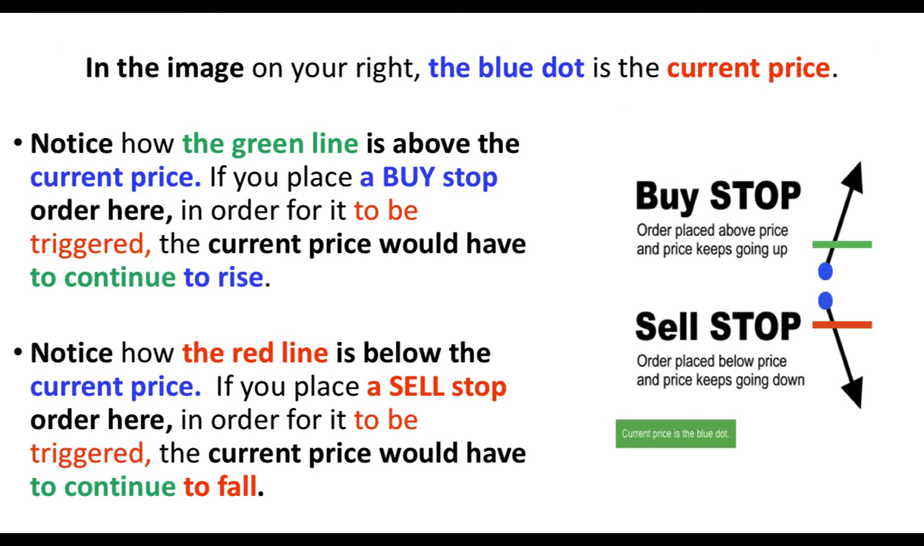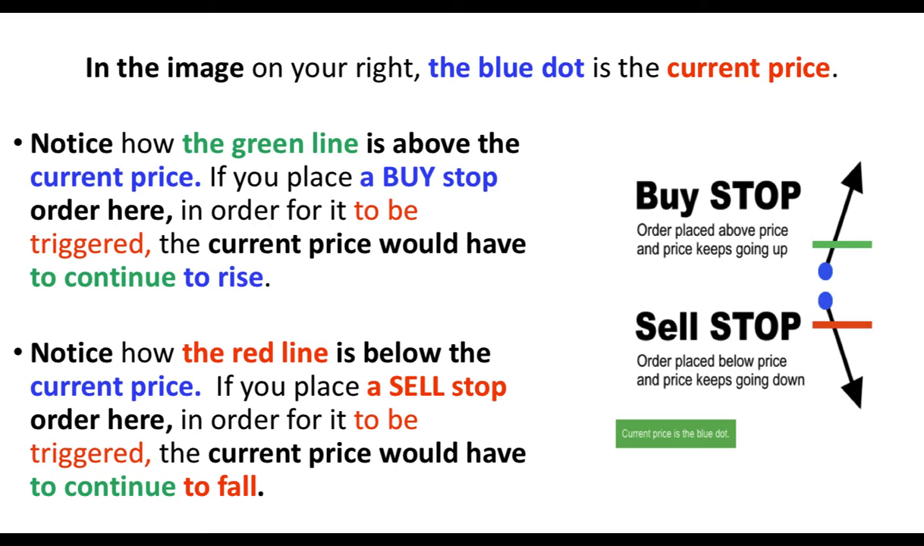In the image on your right, the blue dot is the current price. Notice how the green line is above the current price. If you place a buy stop order here, which is on the green line, in order for it to be triggered, the current price would have to continue to rise to the green line or even above. Okay, that's the case for the buy stop.